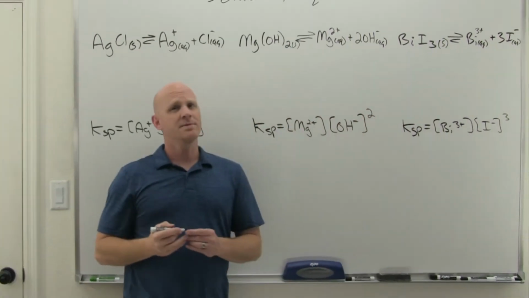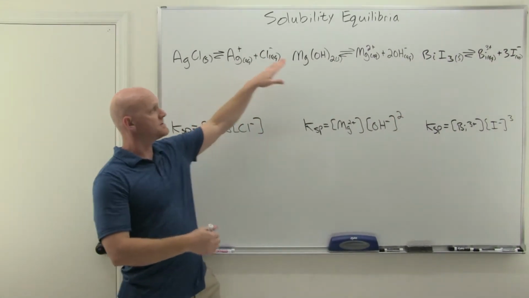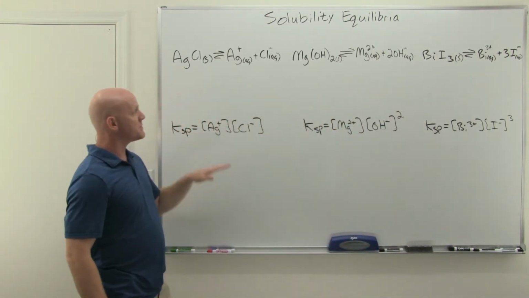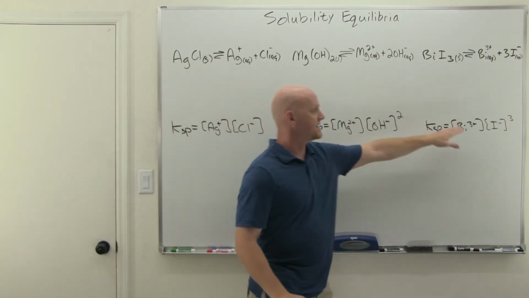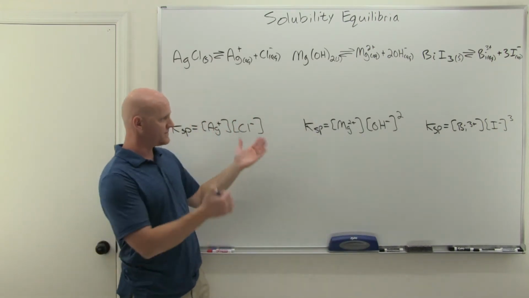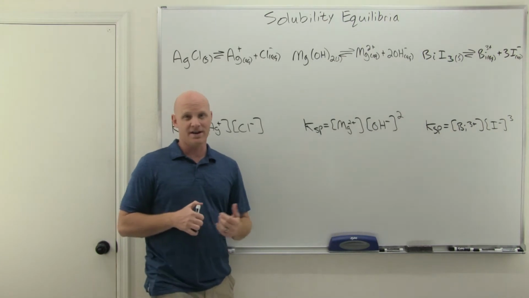Cool, so that's the first part. You might have to come up with either the reaction that KSP is the equilibrium constant for, or you may be asked to come up with the actual KSP expression for the solubility of any ionic compound. So here we've done it for 3. That's the first kind of question you could get.